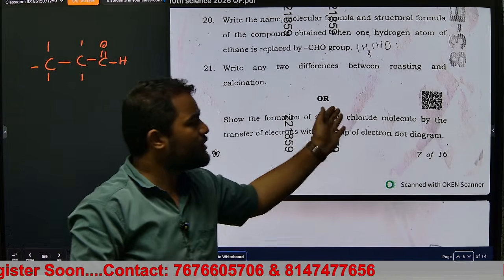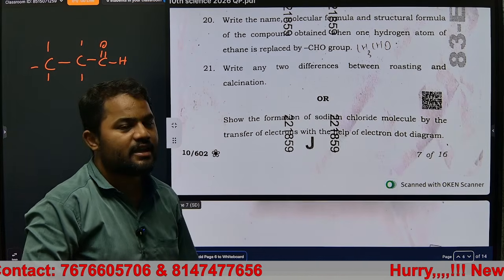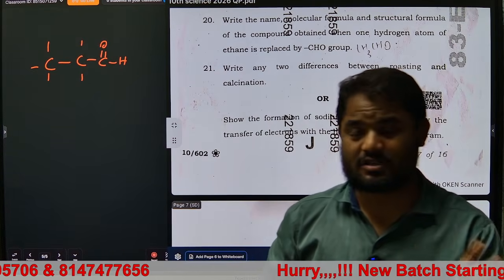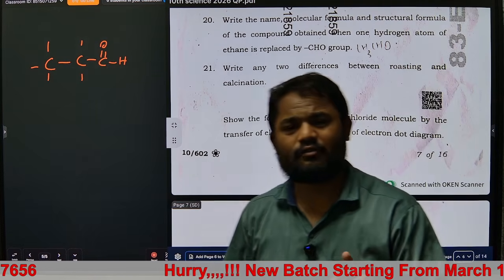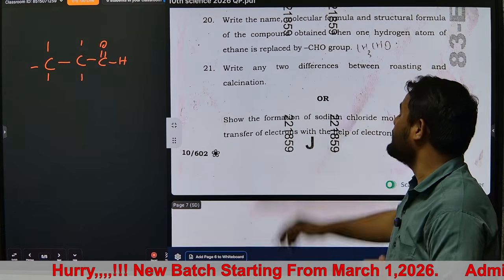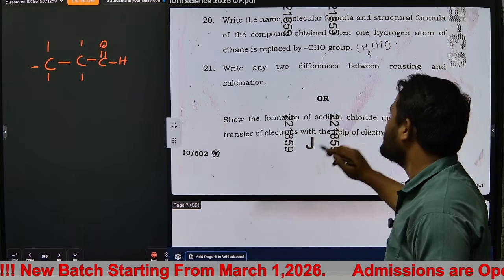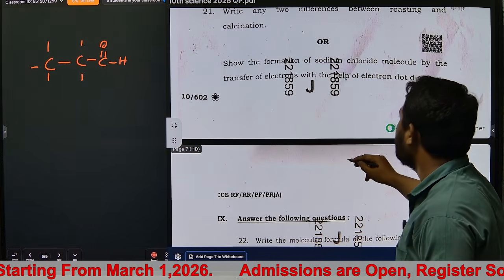Roasting is used for sulfide ores and calcination is used for carbonate ores. Roasting is the heating of sulfide ores and converting into oxides by heating in the excess amount of air. Calcination is in the absence of air or in the limited supply of air. And one more difference you can write, evolution of the sulfur dioxide gas in roasting and evolution of the carbon dioxide gas in the calcination respectively. Okay, show the formation of sodium chloride by the transfer of electrons.